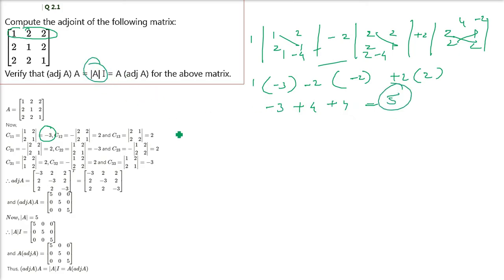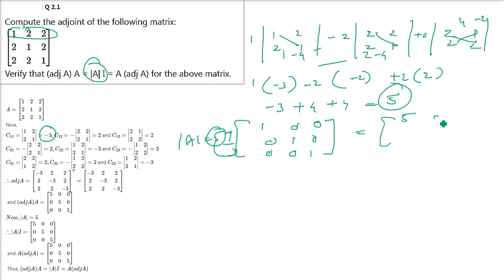The determinant is 5. Now multiply it with the identity matrix. What is the identity matrix? The 3 by 3 identity matrix: 1 0 0, 0 1 0, 0 0 1. So this is 5 into I, which is multiplication of 5 with this identity matrix. It is going to give you 5 0 0, 0 5 0 and 0 0 5, which is actually equal to what we just got when we multiplied adjoint A into A. A into adjoint A, I hope you'll be able to do.